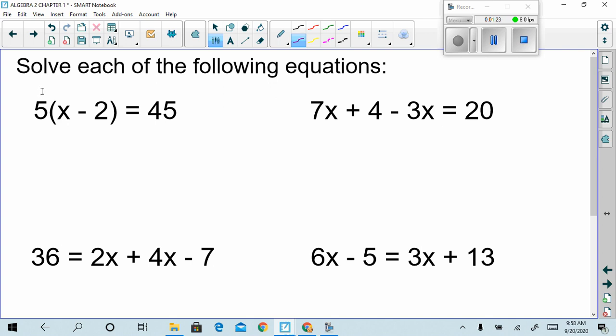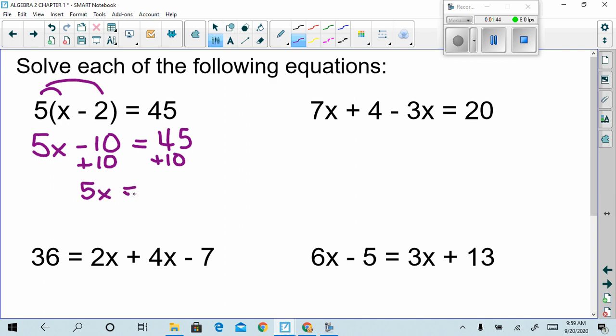Since I see something that needs to be simplified, I'm going to start with my distribution. I now have a two inverse operation process left to go. I'm down to 5x is equal to 55. And when I divide by 5, my solution is x is equal to 11. Now in these particular problems, I'm not taking time to do the check, but I will be doing some with the check so that you get comfortable with that, because that will be required for some of the problems.